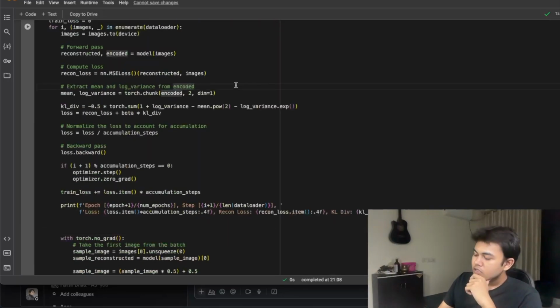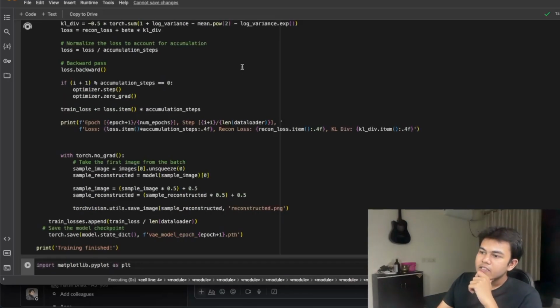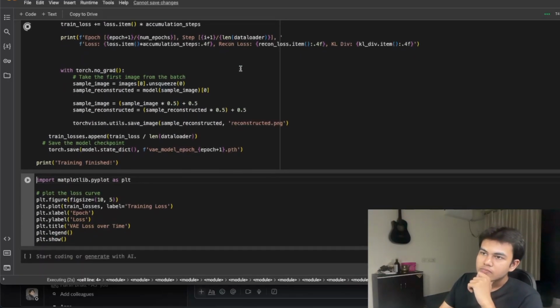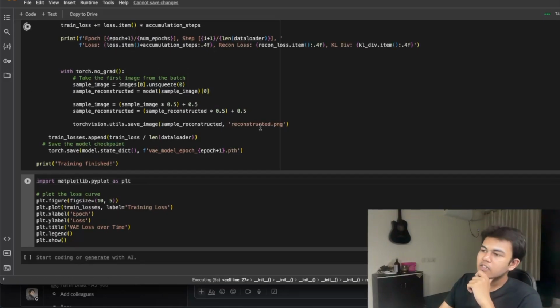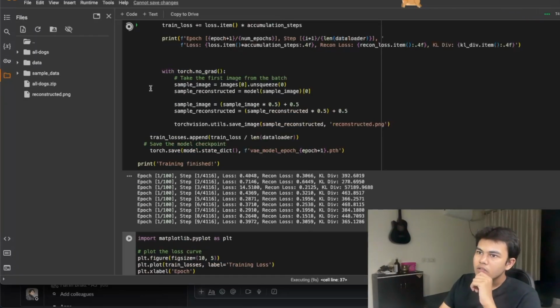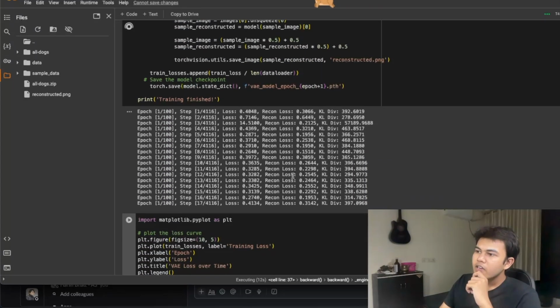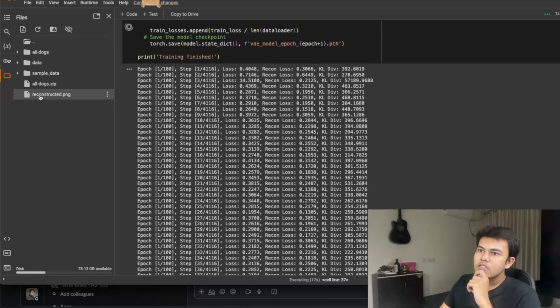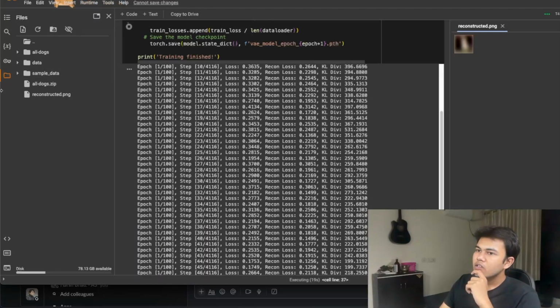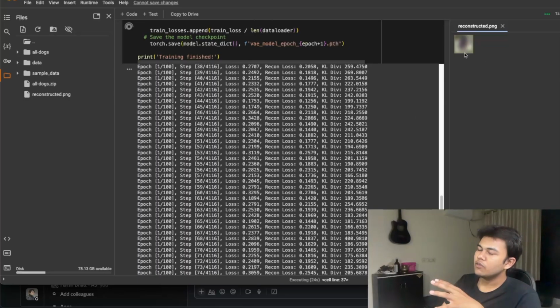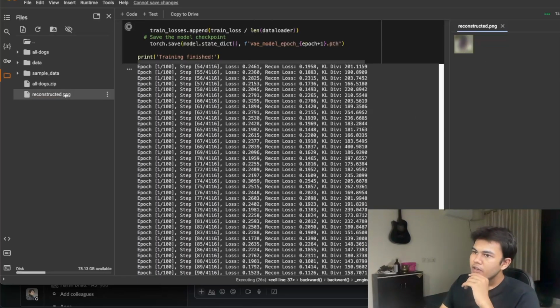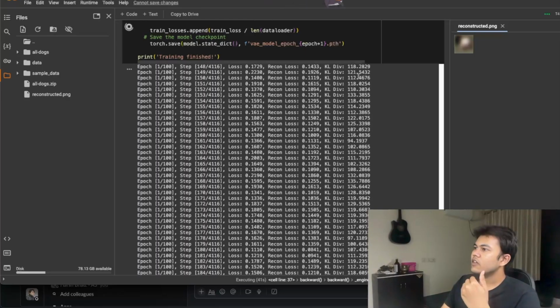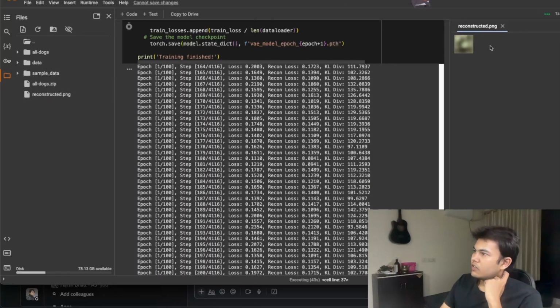So let's run this and see how exactly it trains, and then we can check out the reconstructed.png. Yep, it started training, and this is the reconstructed.png. It looks like a very small image, and initially you probably won't be able to see anything, but after training to a certain level, you can possibly see the dog images here.